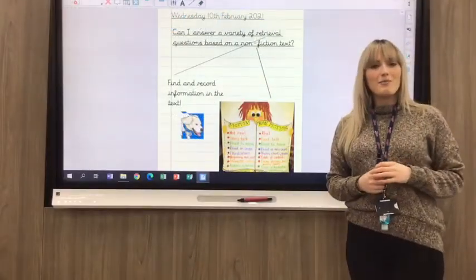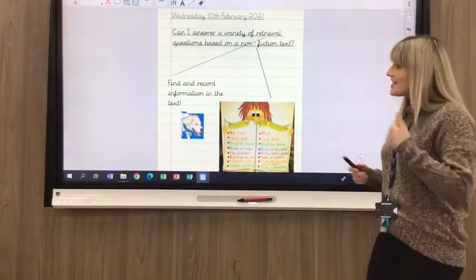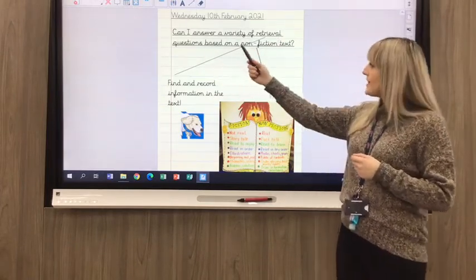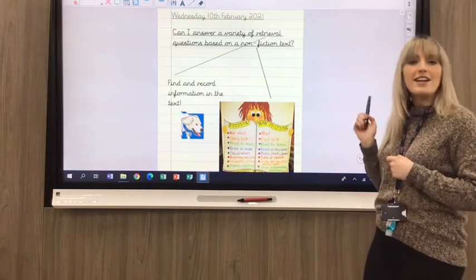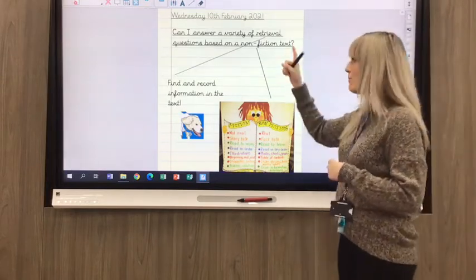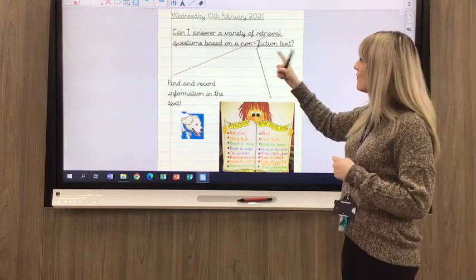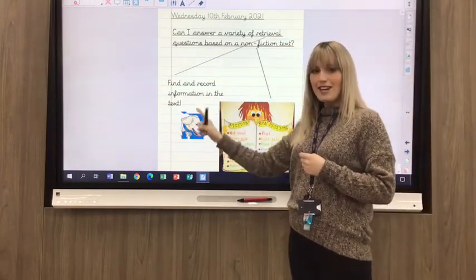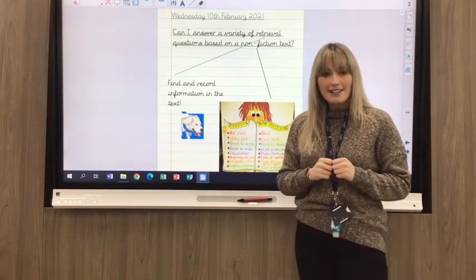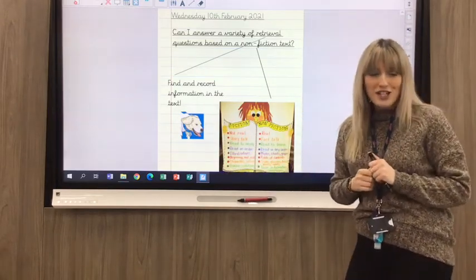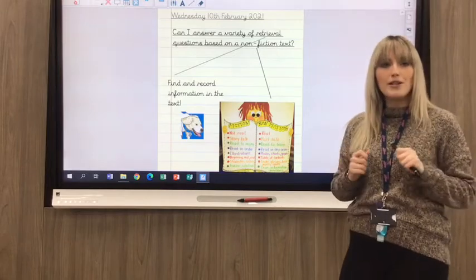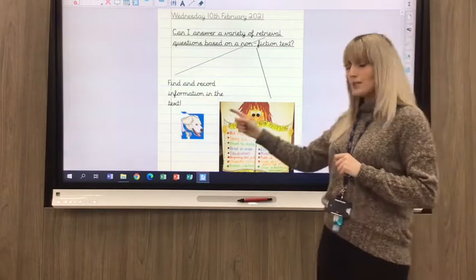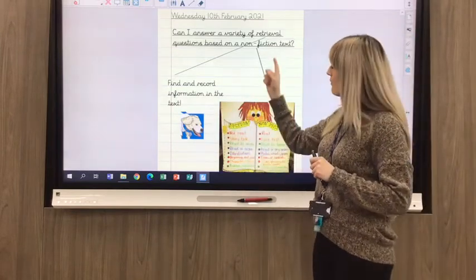Let's look at our learning objective for today. It says, can I answer a variety of retrieval questions based on a non-fiction text? So I've picked out 2 words there. I've picked out retrieval and non-fiction. So retrieval, we've got our Rex retriever here to remind us, and we know that Rex loves playing fetch. So if you throw a stick or a ball to him, he will go off and fetch it and bring it back. And that's what we do when we're answering retrieval questions.